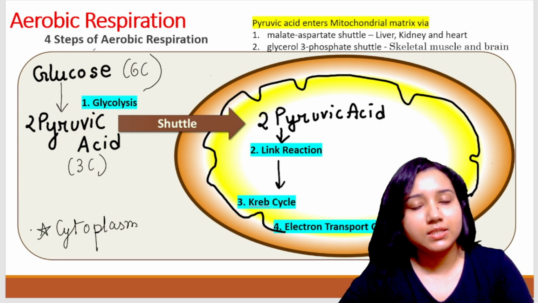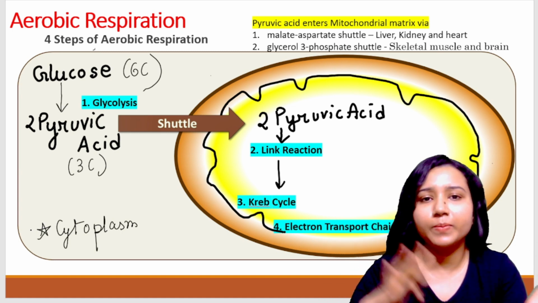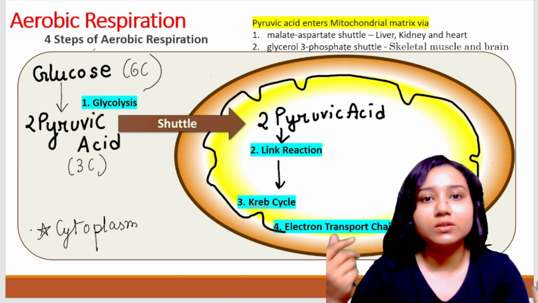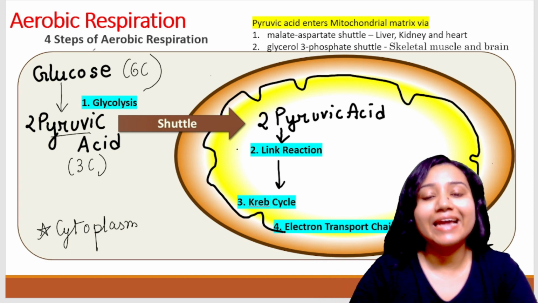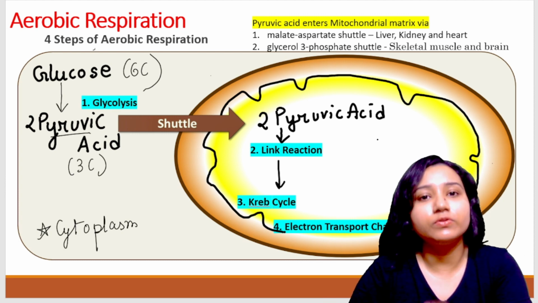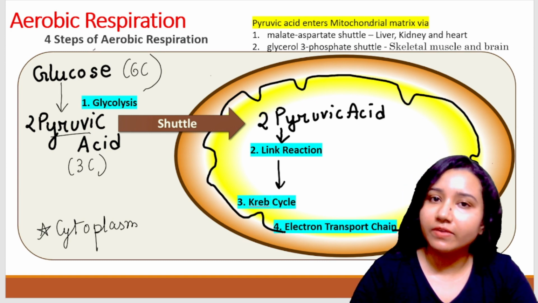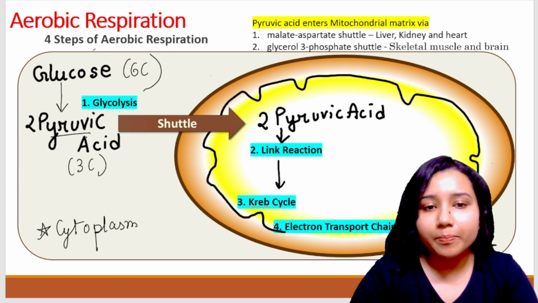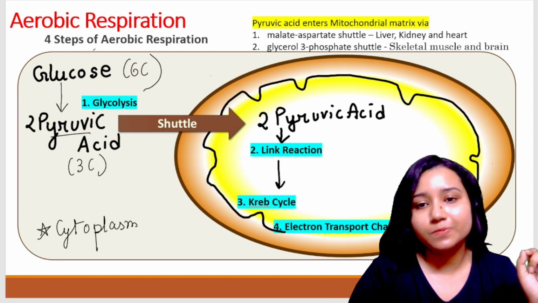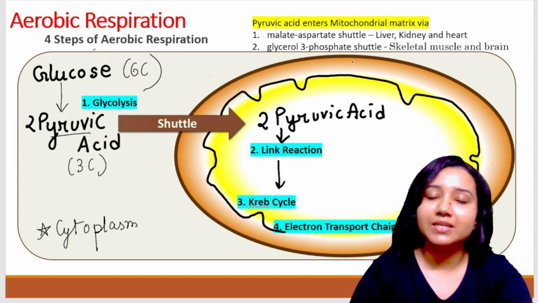So after the glycolysis is done, like we go from our school to our house or house to college, like that we go from one place to another with the help of a taxi or a shuttle. So here also there is a kind of shuttle which is going to help the pyruvic acid enter the mitochondria, because the rest of the steps of aerobic respiration occur in the mitochondria, and that is why the shuttles are important, helping the pyruvic acid enter the mitochondrial matrix. For this there are two shuttles: the malate aspartate shuttle in the liver, the kidney and the heart, and the glycerol 3 phosphate shuttle in the skeletal muscle and the brain.